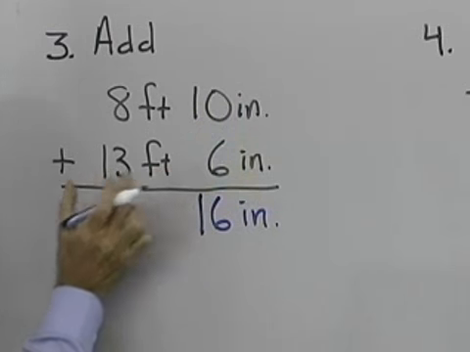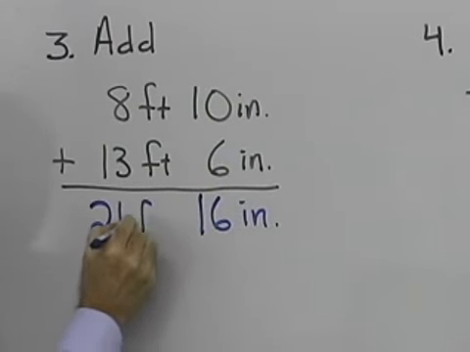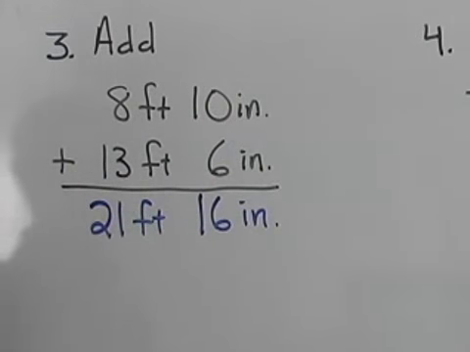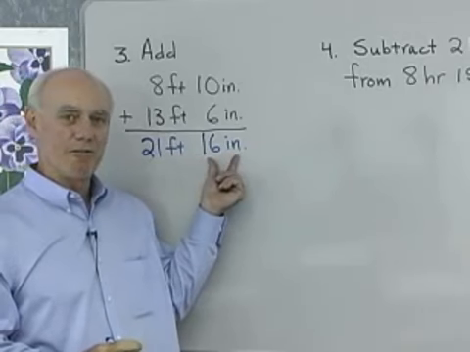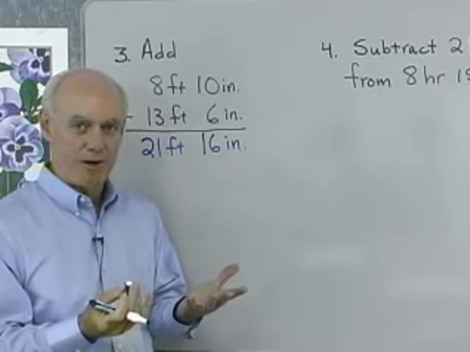Then I'll move over here to the feet column. 8 feet plus 13 feet is 21 feet. Now, I don't want to leave the problem like this because this is more than 1 foot, because there's 12 inches in a foot, so I have 16 inches here, so I've got 1 foot there.